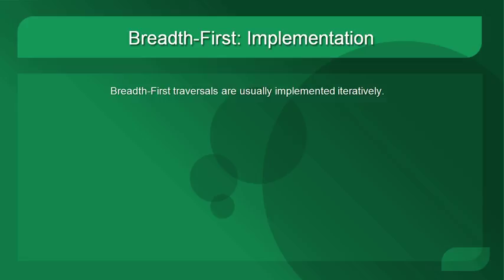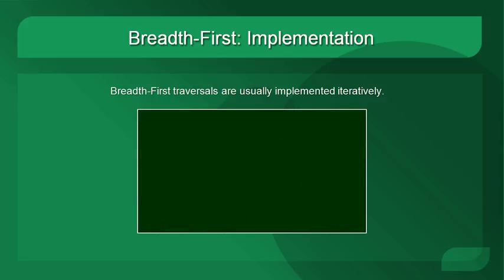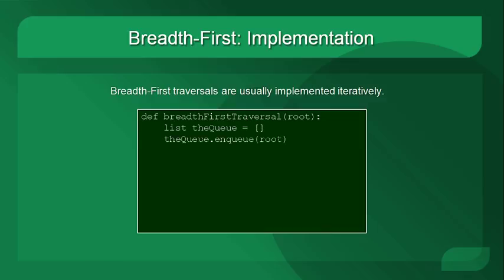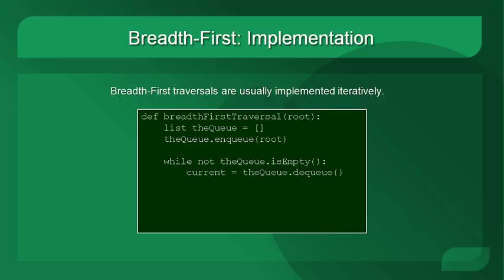Breadth first traversals are usually implemented iteratively. And as I explained earlier, we use a queue to implement breadth first. So let's have a queue, and let's add the root to the queue. Then, while the queue is not empty, we remove the first element of the queue, and then we process it. So let's say we print it in this case.